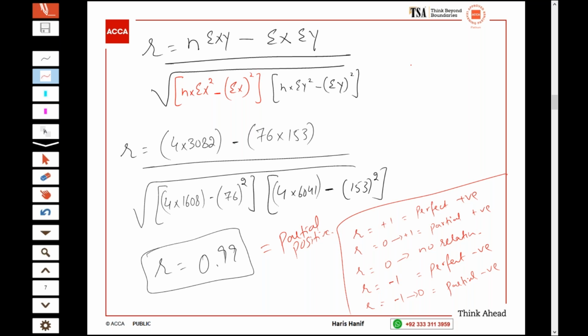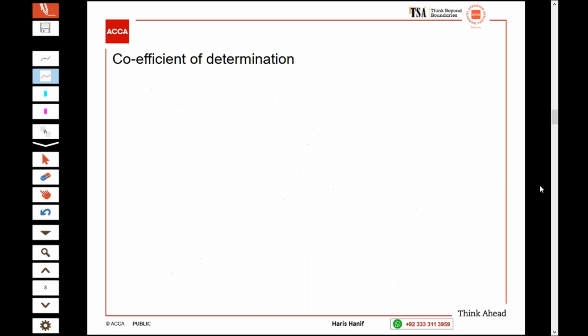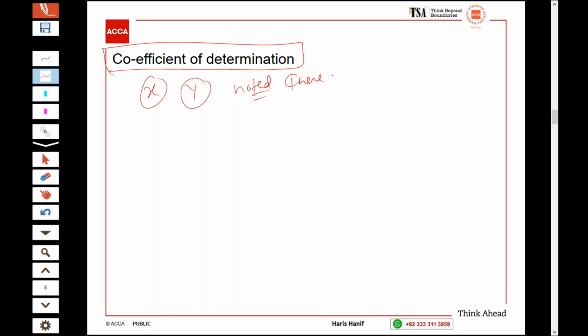Okay, now this is the coefficient of correlation. Now let's come on to the next slide. That is coefficient of determination. Now see, this is something x, this is something y, x and y. And point to be noted is that there is a change in y. There is a change in y because of x. We all know. Coefficient of determination is basically shown as r square.